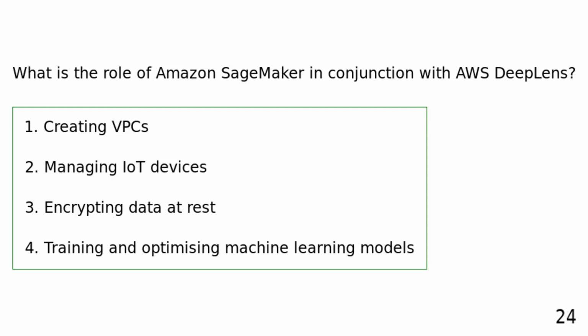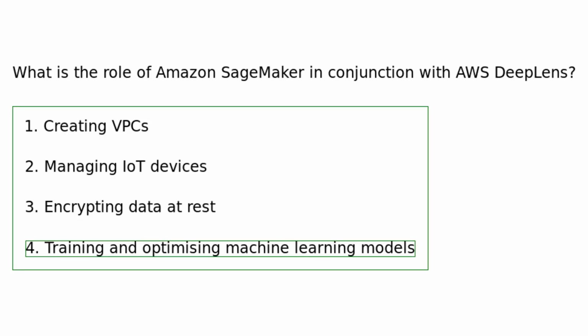What is the role of Amazon SageMaker in conjunction with AWS DeepLens? Creating VPCs. Managing IoT devices. Encrypting data at rest. Training and optimizing machine learning models. Amazon SageMaker is used to train and optimize machine learning models which can then be deployed on AWS DeepLens.